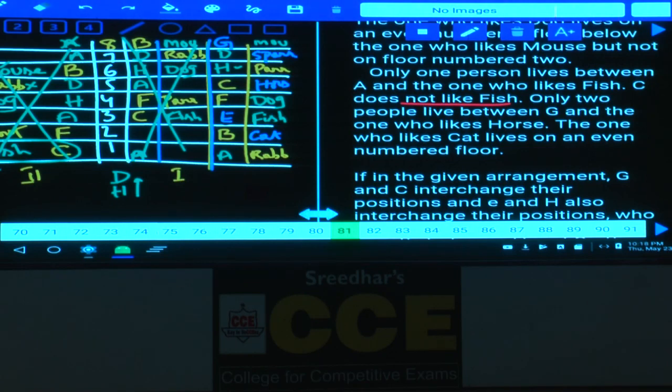Done with this? Now this is the information given here. And what is the final arrangement? The final arrangement is from top to bottom: G, D, H, C, F, E, B, and A. And the pets they like are mouse, sparrow, parrot, horse, dog, fish, cat, and rabbit. Clear now?